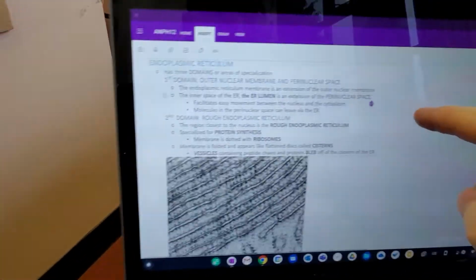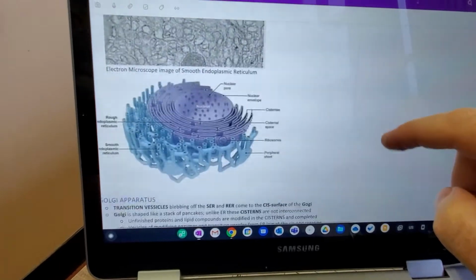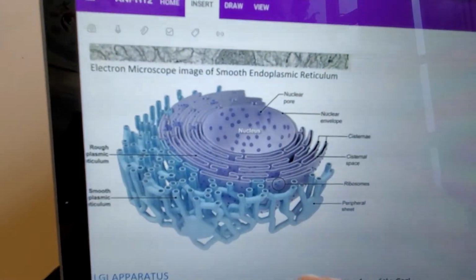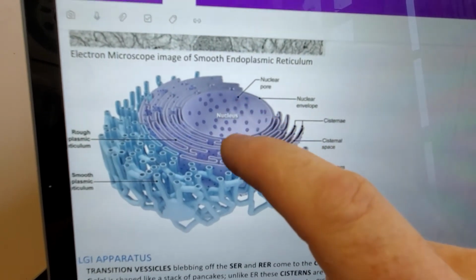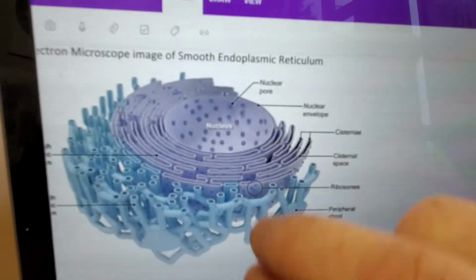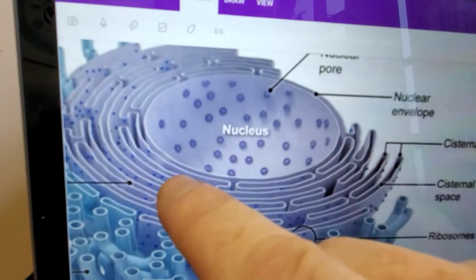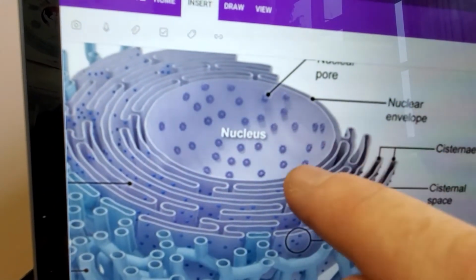Well, let's get into it. Let's show you an overview of the endoplasmic reticulum and its 3 domains. So this is it. You can see the nucleus in the center, and that's the nuclear membrane, but just the outer nuclear membrane. Remember, the nucleus is double membraned. It's got 2 lipid bilayers with a little perinuclear space, the space in between the 2 membranes.